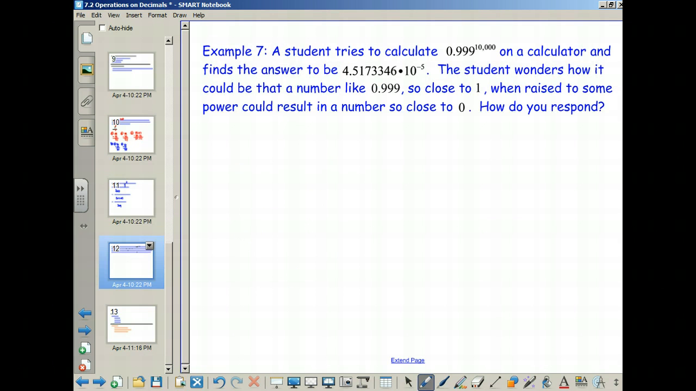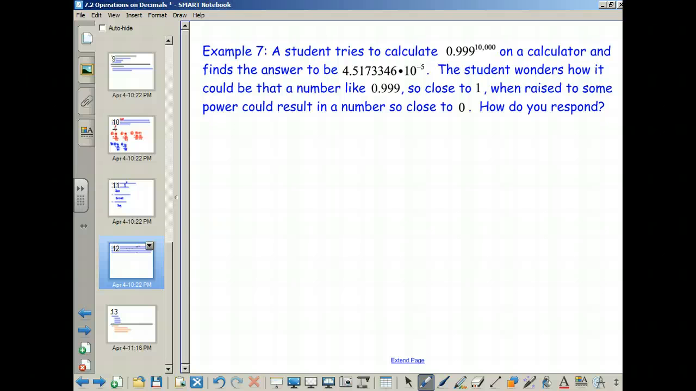All right, so here's an interesting question. This is kind of like the type C questions that your book does. In fact, it is for your book's type C section. A student tries to calculate 0.999 to the 10,000th on the calculator and finds that the answer is 4.5173346 times 10 to the negative fifth, which is almost 0, right? Negative fifth means this is a really small number.